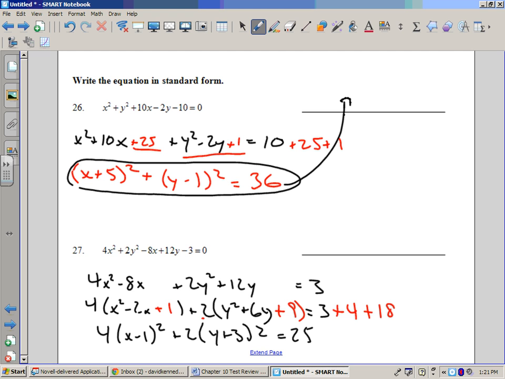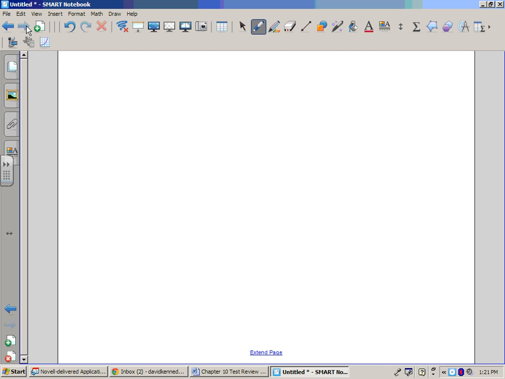So because this has to be an ellipse, I'm going to have to make it be a 1 on this side. I'll divide everything through by 25, and I'll get 4 times x minus 1 squared over 25, or 4/25 x minus 1 squared, plus 2 times y plus 3 squared over 25, or 2/25 y plus 3 squared is equal to 1. And I believe that will do it.